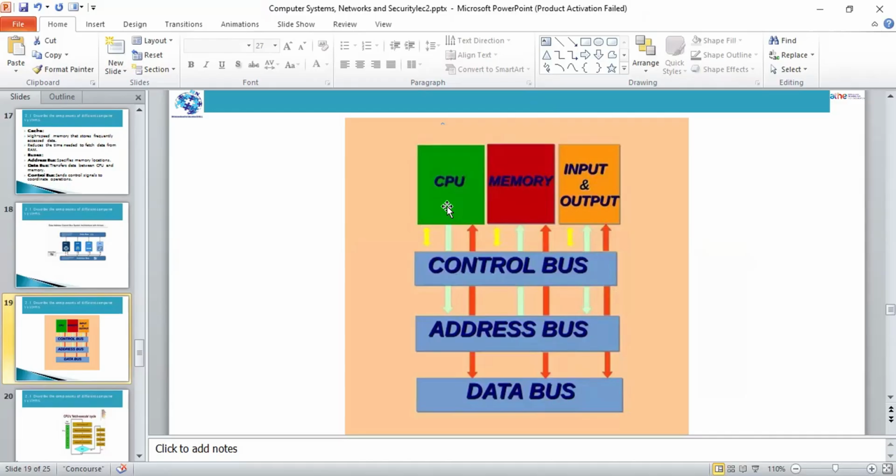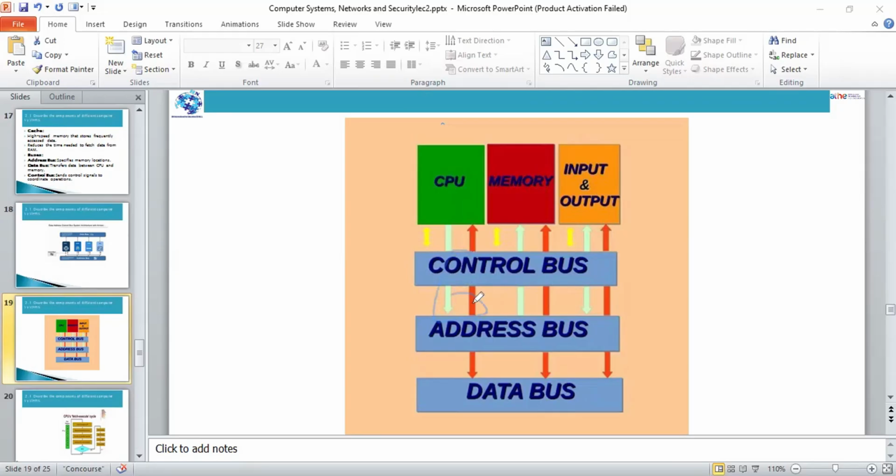Like we have the CPU, memory, and input and output unit. If these three components want to communicate with each other, then for that purpose buses are used, like the control bus, the address bus, and the data bus. So the CPU will send a signal to the control bus that it wants to fetch some data from the main memory. Okay, then this is how it will give.